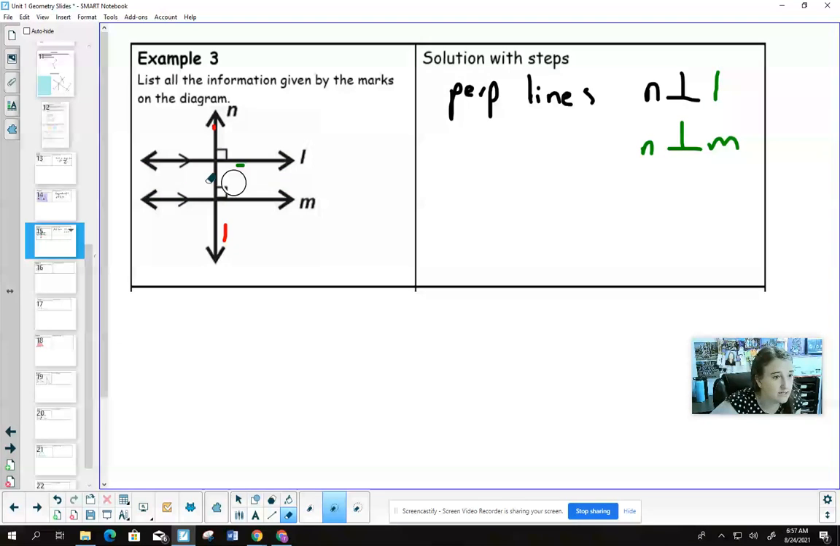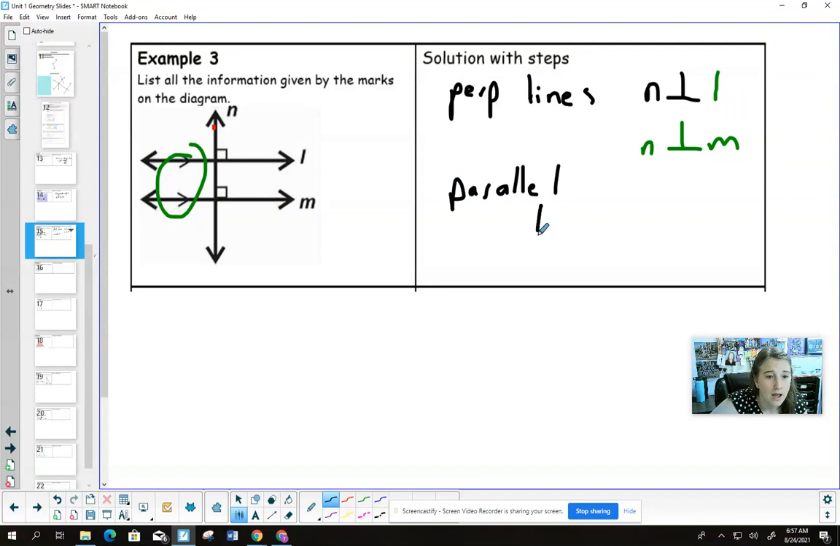Now we also have, once again, these little symbols here. These little symbols tell us that we have parallel lines. That means they're headed in the same direction. Like, if you can imagine an air traffic controller being like, go this way. They're headed in the same direction, which is why there are little arrows there. The way we write this is we're going to name the 2 lines. We have L and M. So L parallel to M.